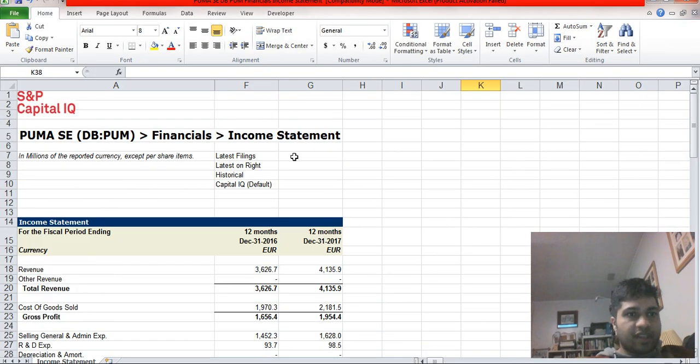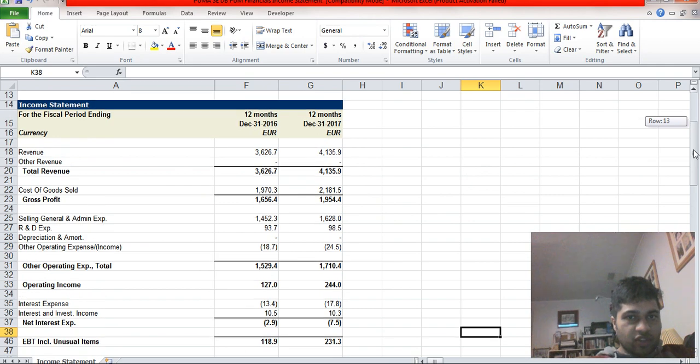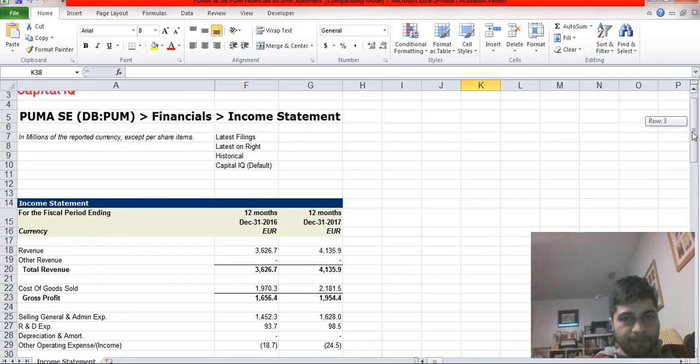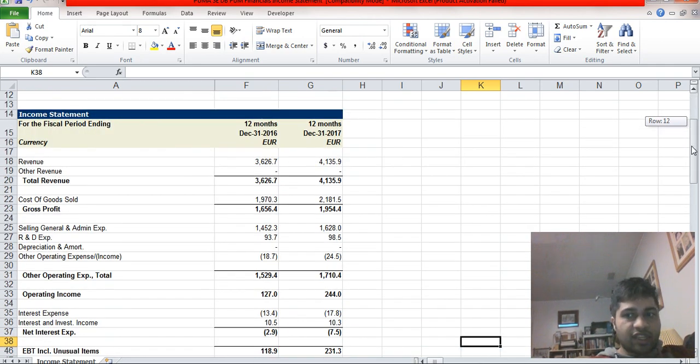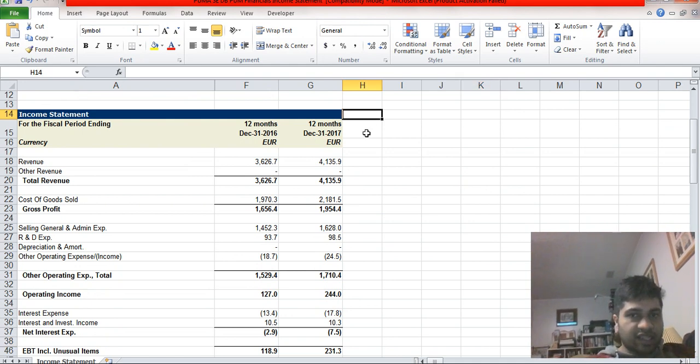The company is Puma. It's a European giant that majorly sells footwear and also apparel. So we are going to analyze Puma today. We are going to do both horizontal as well as vertical analysis. I have taken this data from Capital IQ. I have access to Capital IQ, so I have taken data from that.